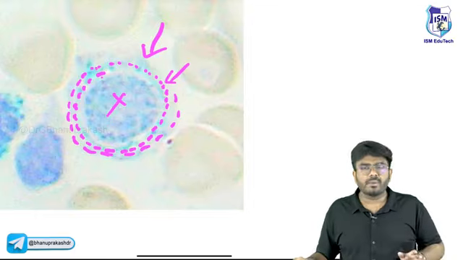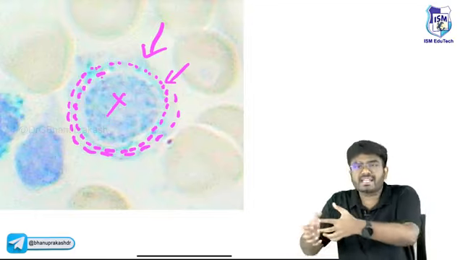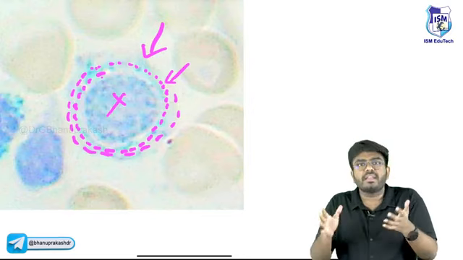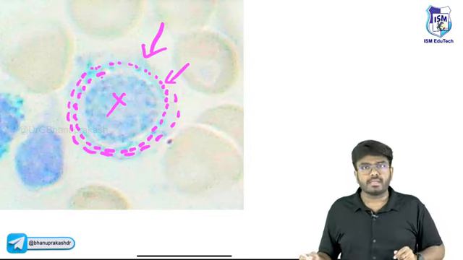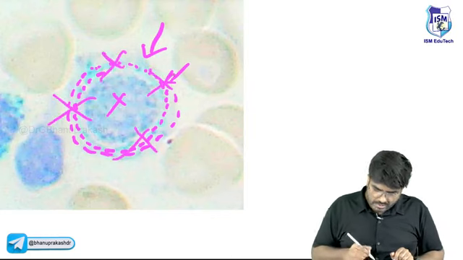Why is the iron freely available? Because protoporphyrin is not there. No one is accepting the iron, so iron is freely available. I have told you, iron is a free radical. What will iron do? Iron will cause damage to the cells.